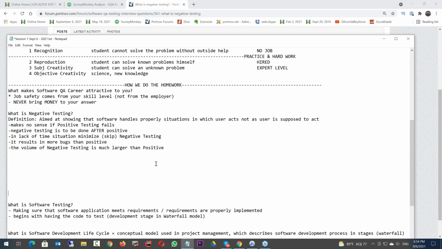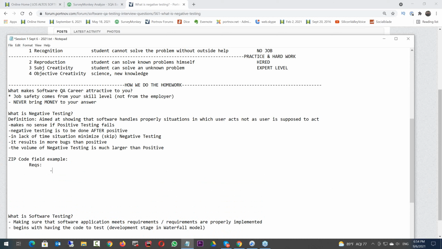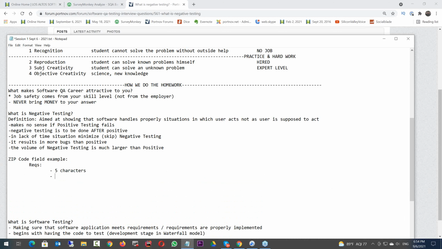Let's take a look at, let's say, a zip code field example. So what are the requirements? Let's say one requirement is it is 5 characters. Another requirement is it's all digits. We are talking about the United States. And one more requirement is that it exists, because sometimes you have a combination of 5 digits, but it's not a valid zip code.